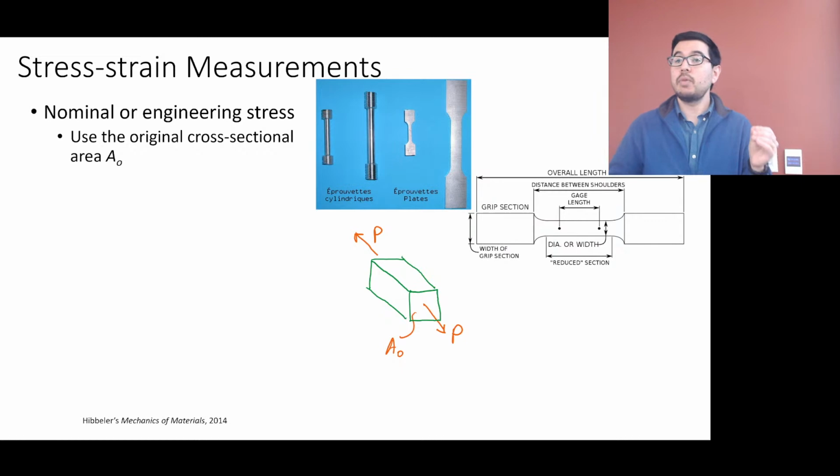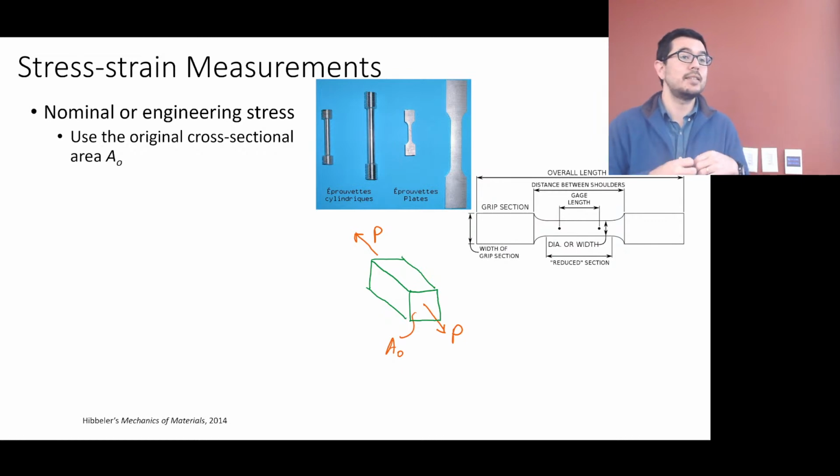If you're using a rubber band or something that's rubbery, then you're probably going to want to use other methods of measuring the cross-sectional area to get a true stress.